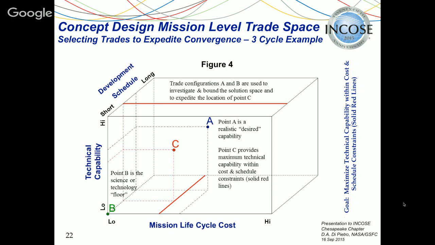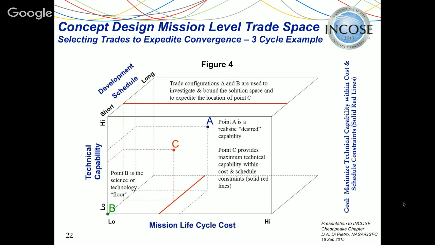Okay, so point A is a realistic desired capability. This is often the point that the customer will walk in with. The customer may be a scientist, it may be a technologist, and this is usually what the scientist has as a vision. Now, it typically also is shown later to exceed the cost constraint and exceed the schedule constraint. But that's not necessarily obvious at the outset, but typically it does turn out this way.